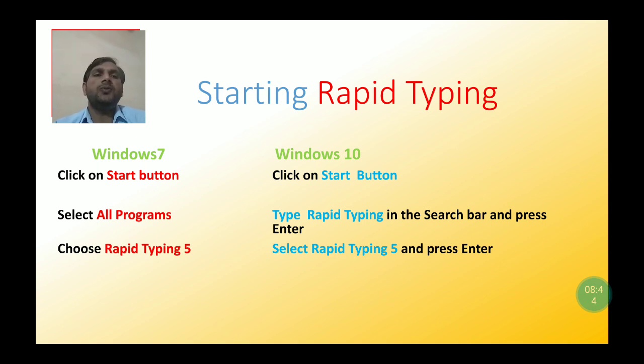And suppose we are using Windows 10, then to start this application we click on the start button and type Rapid Typing in the search bar. After that we can select Rapid Typing 5 and press the enter key. Just by pressing enter, this software will be launched.